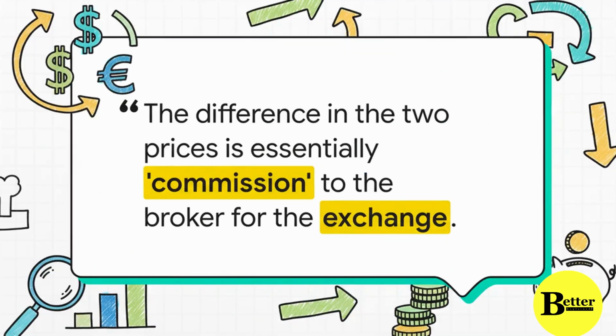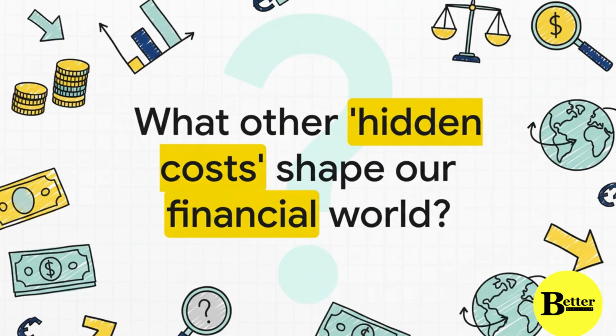At the end of the day, it all boils down to this one simple idea from our source material. That spread, that little gap between the bid and the ask price, is basically the broker's commission. It's the fee they charge for making the exchange happen for you. So the next time you see an exchange rate, you won't just see one number, you'll see two, and you'll know exactly what that gap between them really means. Which kind of leaves you with one last question to think about. Now that you can see this hidden cost in currencies, what other built-in fees are shaping the financial world all around us?